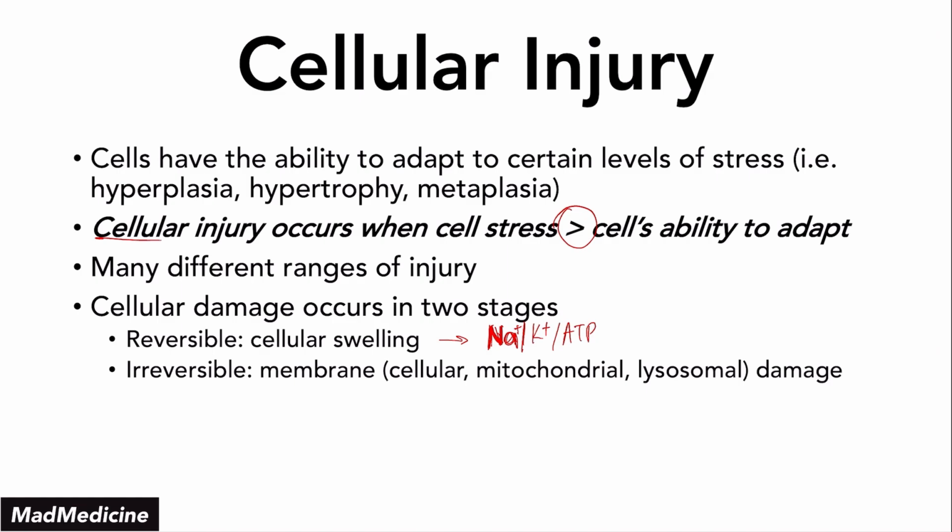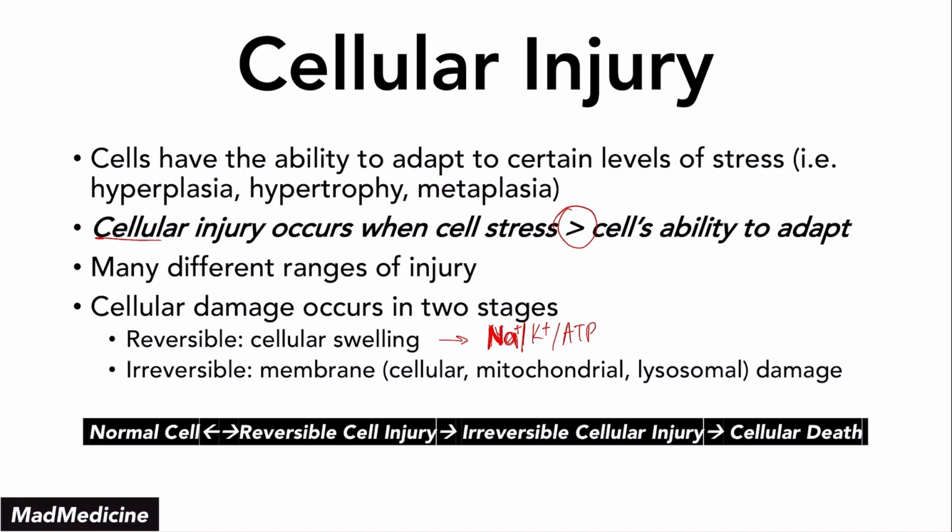So, how does this actually take place? Essentially, you have a normal cell. The normal cell can go to a state where you have some sort of injury occurring where it is reversible. And because it is reversible, you can go backwards to a normal state. But if you do not remove the stress, the reversible injury will become irreversible. And once it gets to irreversible, no matter what, you will end up with the cell dying. And you have cell death.